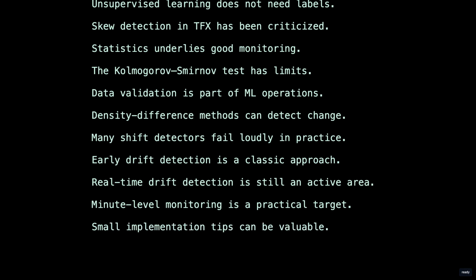Practical monitoring often improves through small adjustments shared by other engineers. Those details do not sound glamorous, but they're the sort of thing that makes a monitoring workflow actually usable.